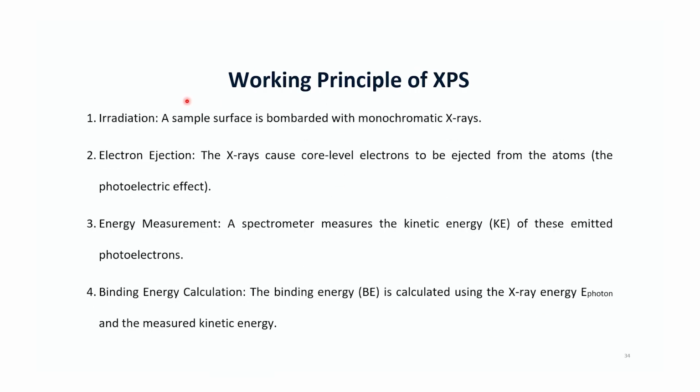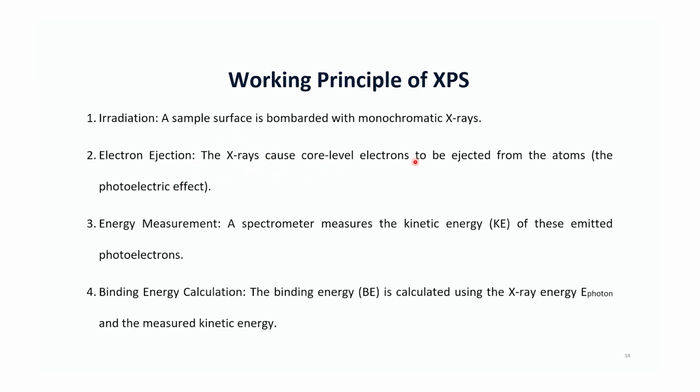What is the working principle of XPS? First, irradiation happens. A sample surface is bombarded with monochromatic X-rays. Then electron ejection. The X-rays fall on your sample and this causes core level electrons to be ejected from the atoms. From the core, your electrons are ejected from the atoms, that is the photoelectric effect.